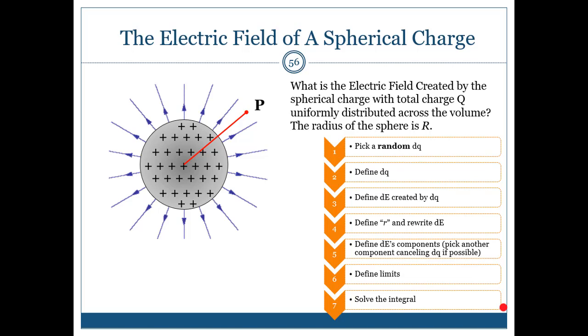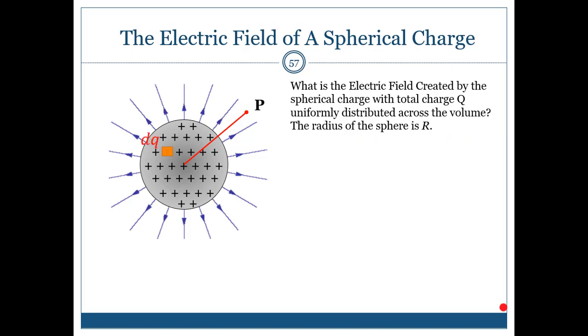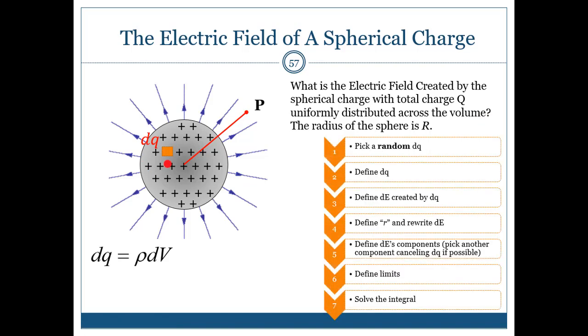We had these 7 steps to solve that. Wonderful. But there's always a better choice between the two. For example, if I selected dq on this charge distribution, which in this case is a volume charge distribution. Let's read the question. What is the electric field created by the spherical charge with total charge q uniformly distributed across the volume? So volume charge distribution, which means when you selected dq, you calculate it using rho d volume, which is like a dx, dy, dz, or you can rewrite it in spherical coordinates.